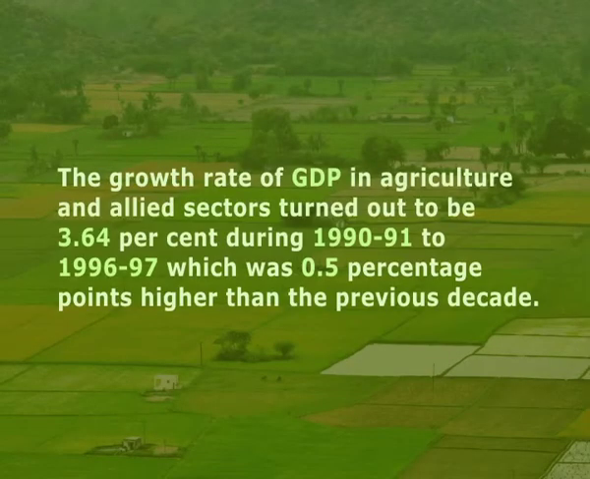The impact of these changes and various other factors was a small acceleration in the growth rate of agriculture during the first 6 years of reforms. The growth rate of GDP in agriculture and allied sectors turned out to be 3.64% during 1990-91 to 1996-97, which was 0.5 percentage points higher than the previous decade. In fact, during the early years of reforms, the gap in the growth rate between agriculture and non-agriculture slightly narrowed down.